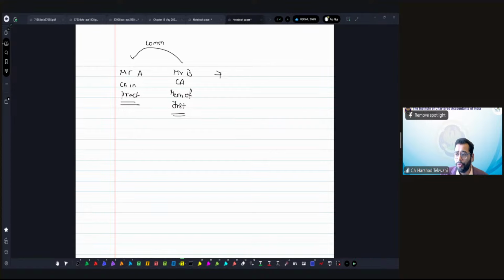But before going to that, there is one more requirement. There is a section of the act which requires a person not to use a designation other than that of chartered accountant. Can anyone tell me that section? There is a section of the act which stops a chartered accountant from using any other designation. Anyone?